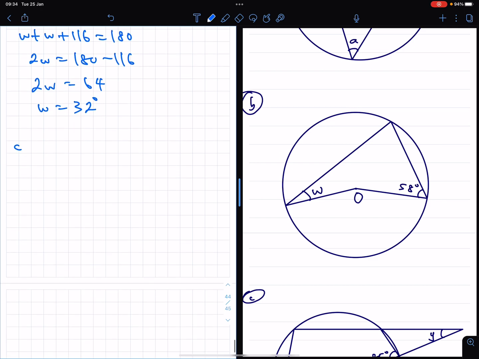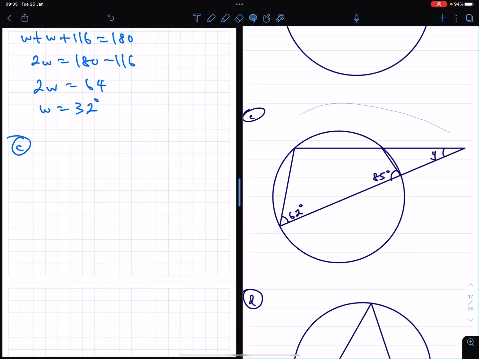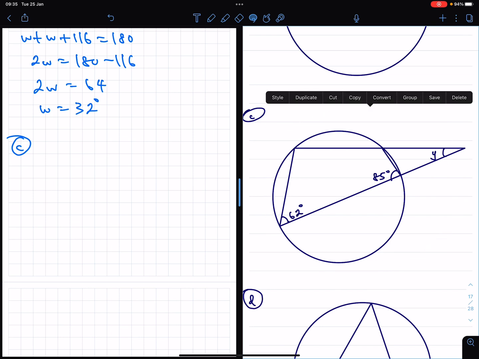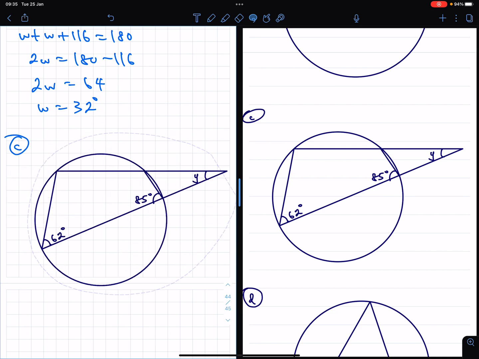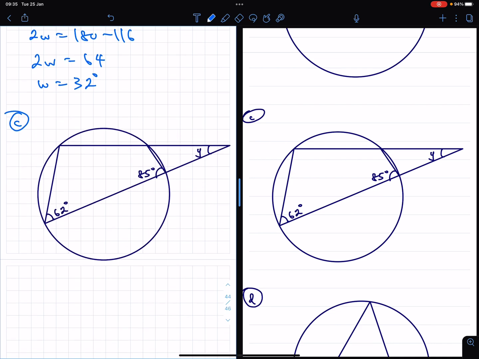We go to question C. This is question C. How do we find angle Y? Here, if I know this angle, then I'll be able to find angle Y, because this angle plus Y plus 62 equals 180 degrees. So let me find this angle.